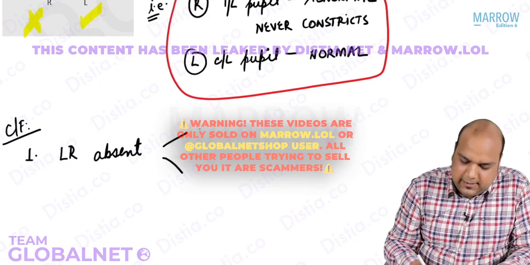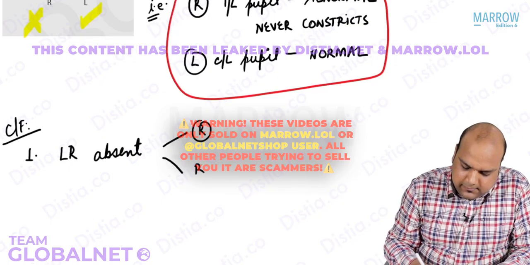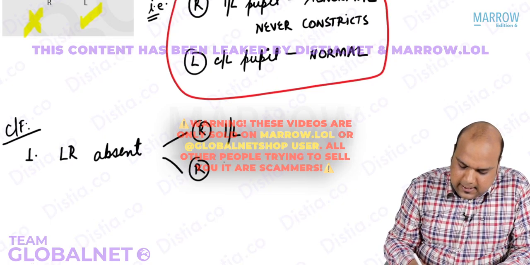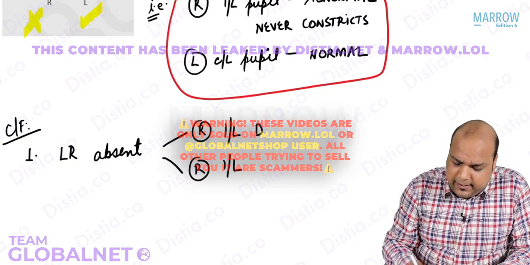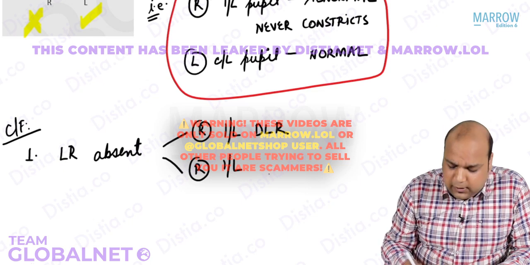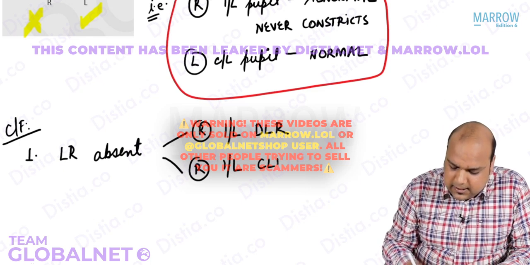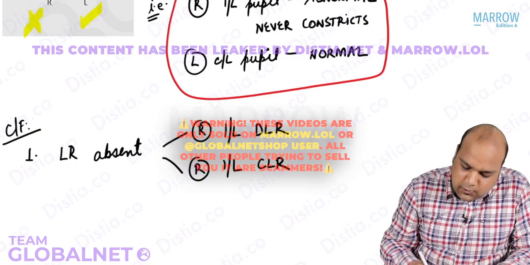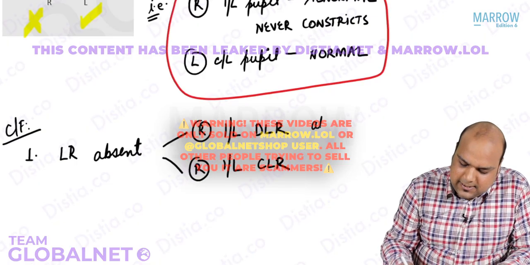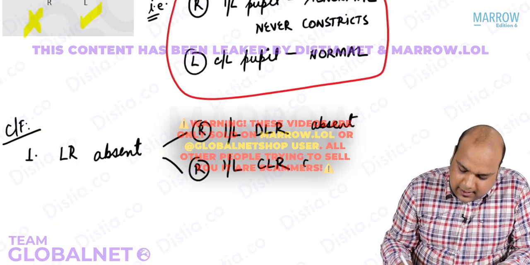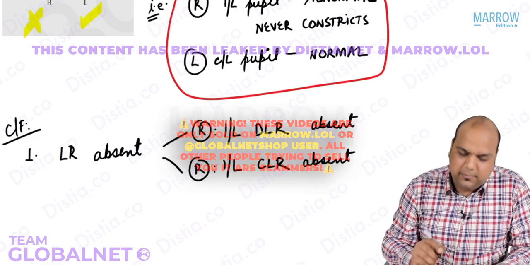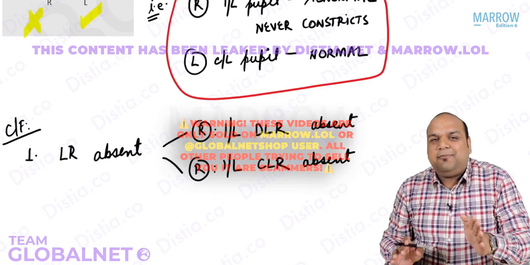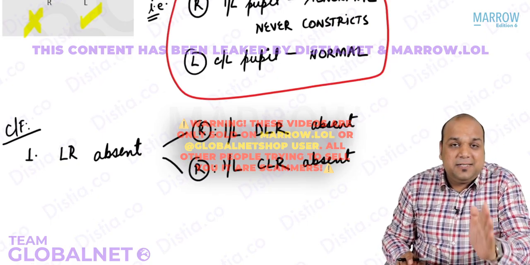In which eye is light reflex absent? Right eye. Right eye is ipsilateral. When we throw light on the right eye, it becomes direct light reflex. When we throw light on the left eye, it becomes consensual light reflex. So right eye direct light reflex is also absent. Right eye consensual light reflex is also absent. I hope you understand what I'm trying to say here. Yes, both the reflexes are lost in the same eye, ipsilateral eye.